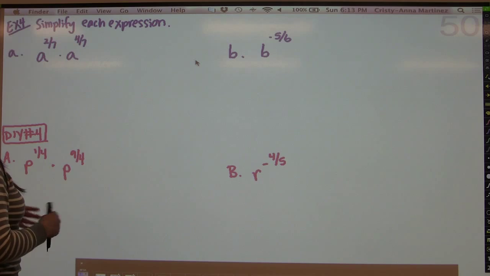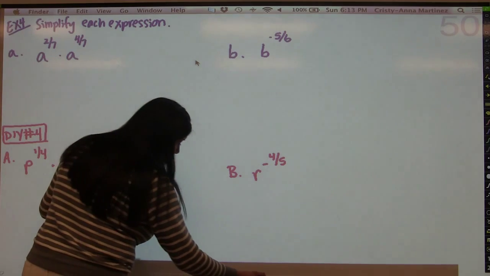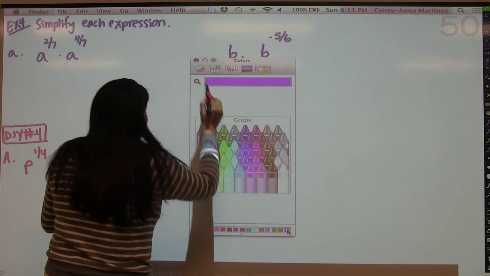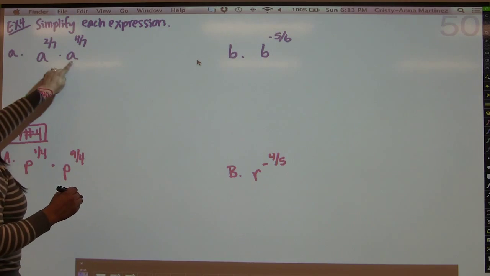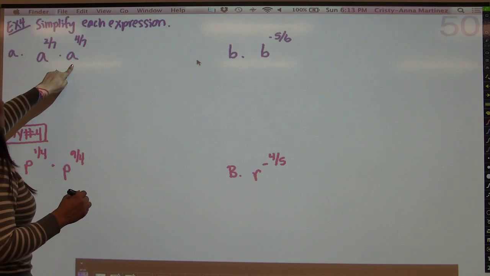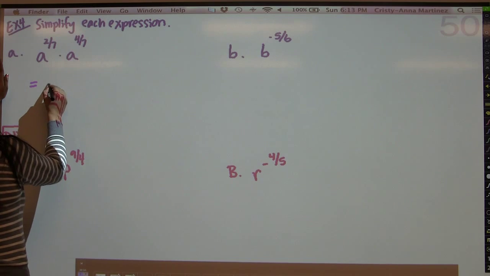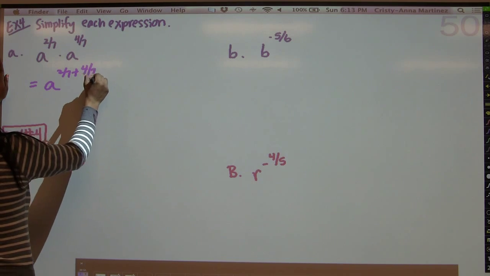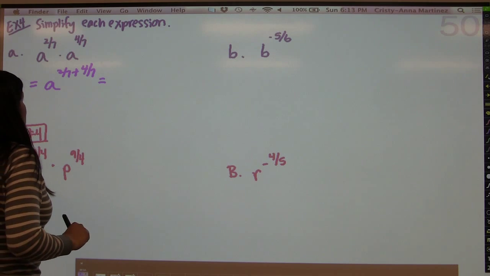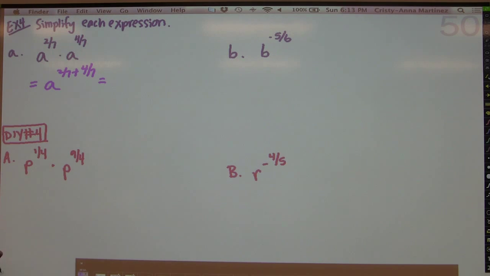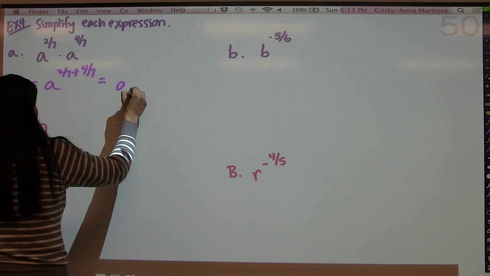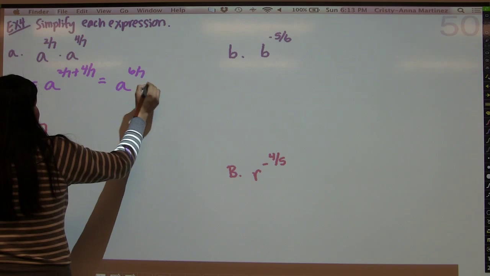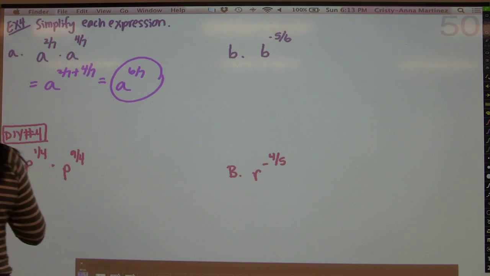It's just that people don't like to do it because, well, let's face it, most of the time you hate fractions. But in this case, we have the same base being multiplied, and so what we want to do is to actually add the exponents. So a to the 2/7 times a to the 4/7 is a to the 2/7 plus 4/7, which is a to the 6/7. And that would be your answer.